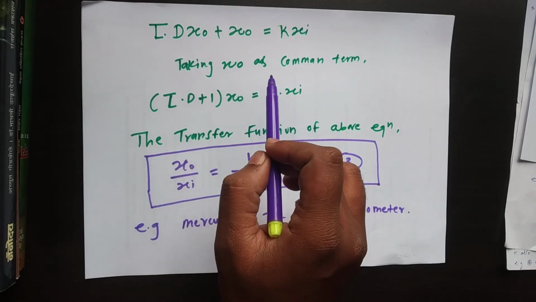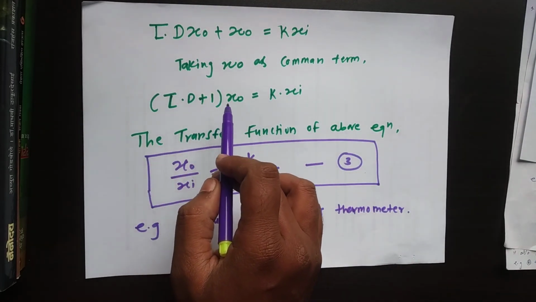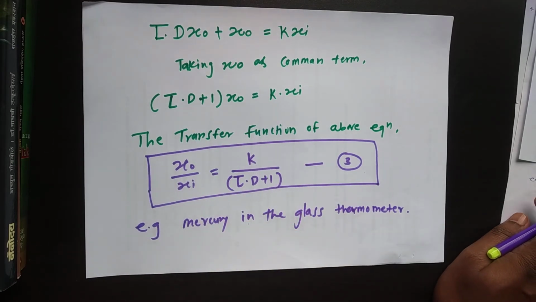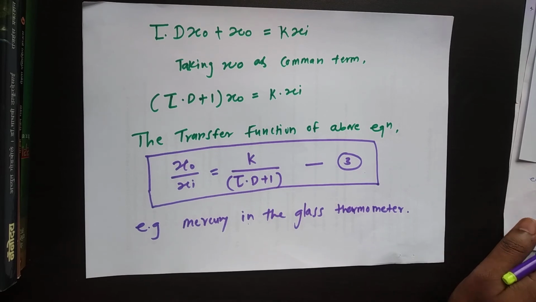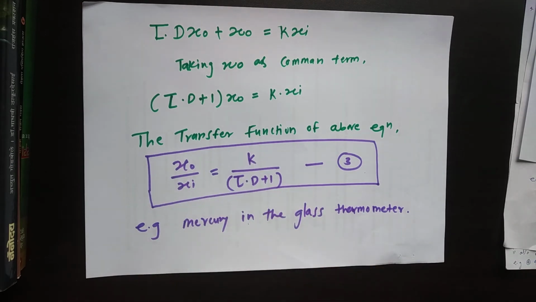By taking x0 as a common term, we get (tau D plus 1) x0 is equal to k xi. The output divided by input, or the transfer function of this equation, will be x0 upon xi is equal to k upon (tau D plus 1). So based on this equation, you can solve any practical difficulties regarding the first order instrument.